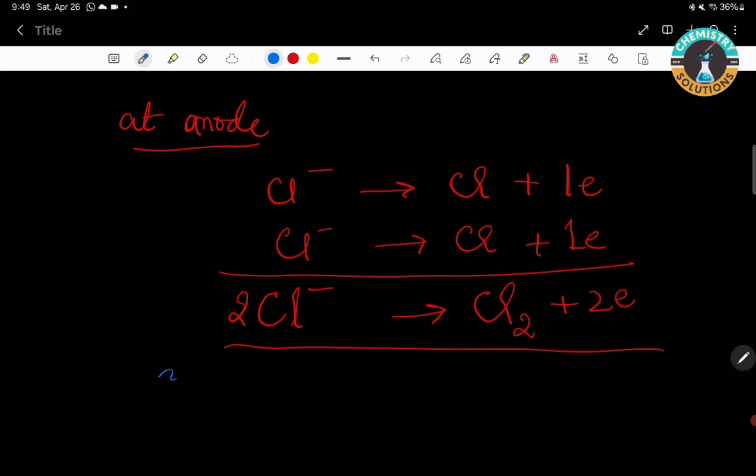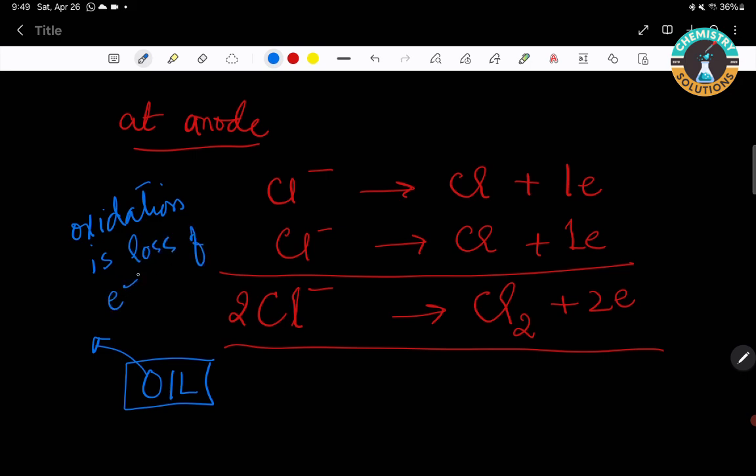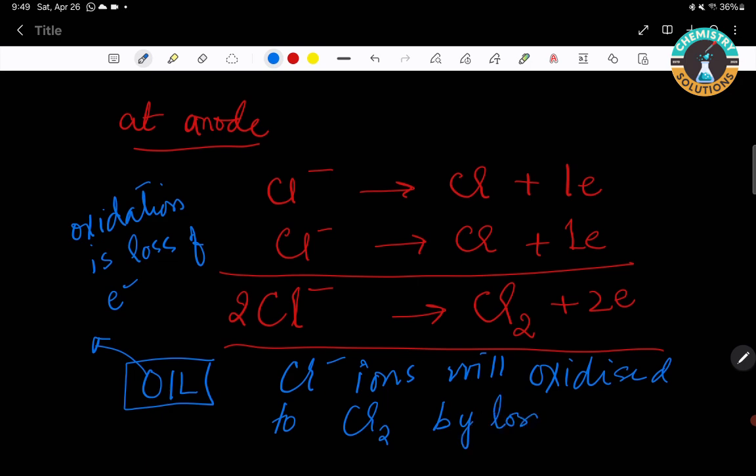So one thing you all must remember, the word OIL. Oxidation is loss of electron. So which type of reaction is it? Because loss of electron is there, chloride ions are converted into chlorine by losing electrons, so chloride ions will be oxidized. Remember, chloride ions have been oxidized to chlorine molecule by the loss of electrons. So this is the oxidation process.